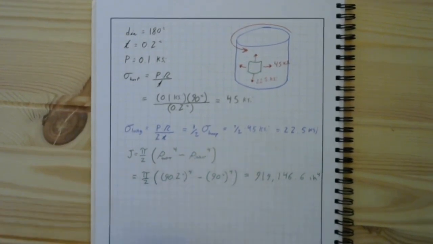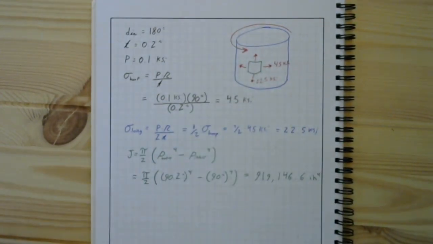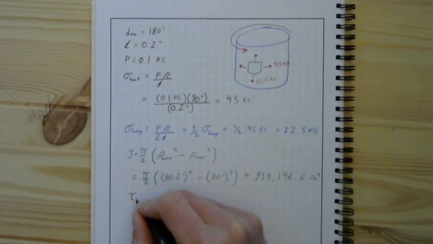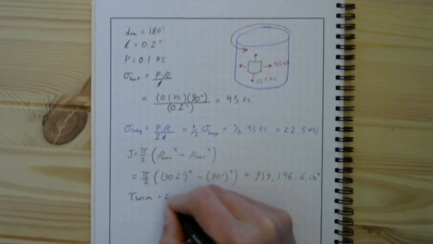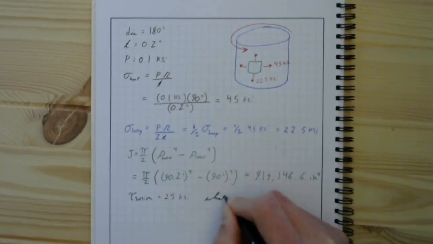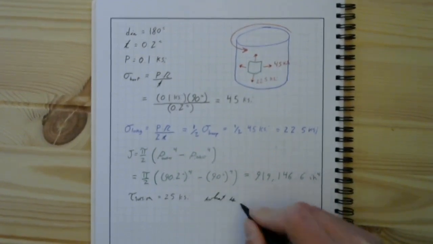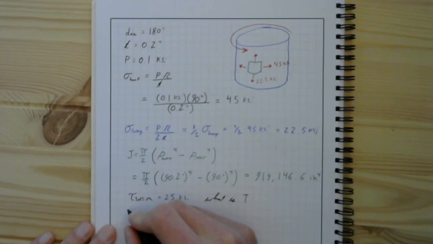So now we are asked, what is the torque, what is the shear stress induced by this torque? The shear stress induced from the torsion is 25 ksi. And we're asked, what is the torque to induce that? Well, in that case, we're going to want to use our torsion stress equation, but we're going to rearrange it.